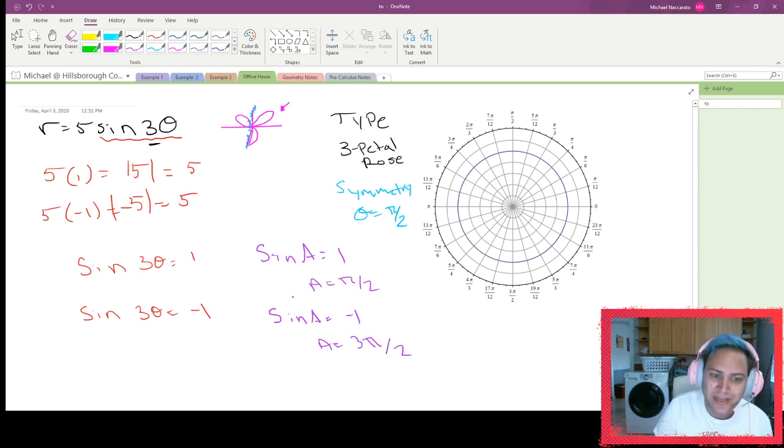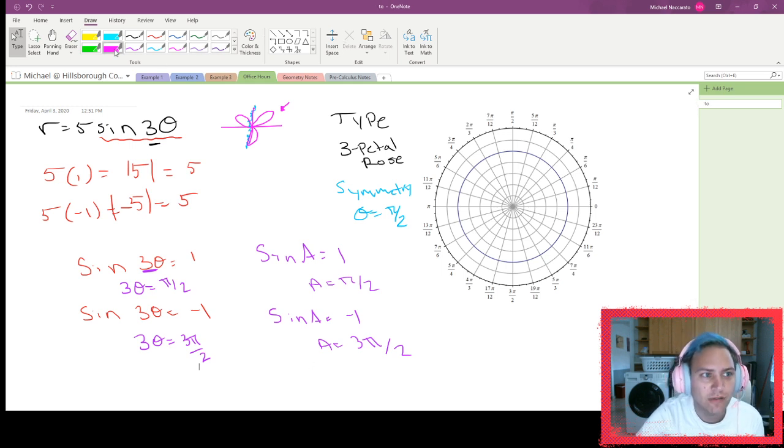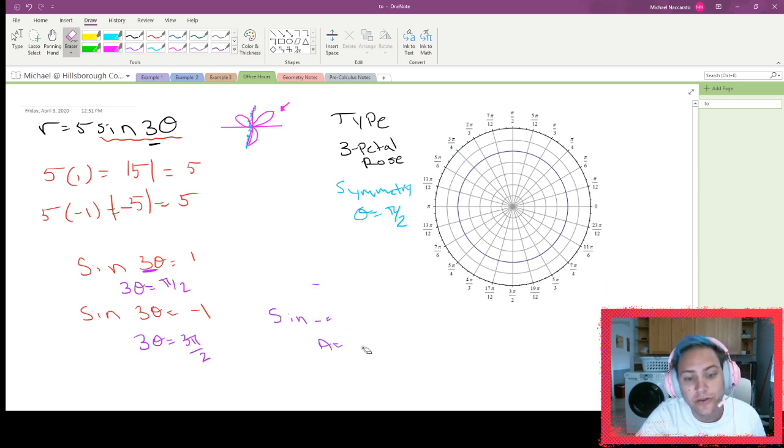So what that tells me is that 3 theta has to equal pi over 2, and 3 theta could equal 3 pi over 2. So that builds in that extra step that we have to solve. You solve it pretending that there is no number in front of the theta, and then you add that number in front of theta after you figure out what it would be without the number. So don't even think about the number at first. Figure out what the numbers are first, then set 3 theta equal to that.